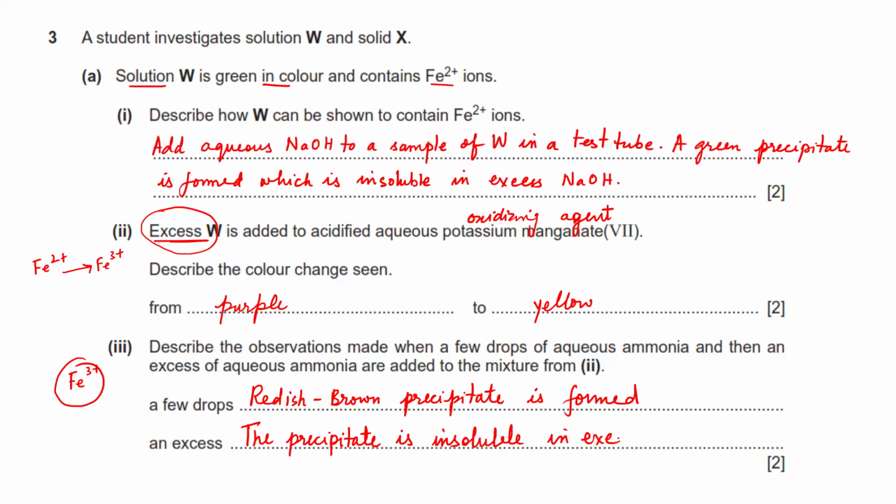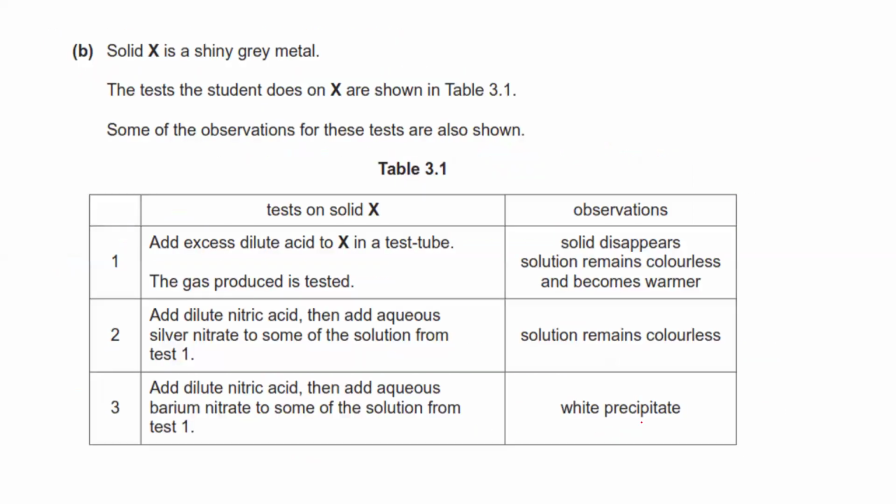Okay. So now moving ahead, part B, it says solid X is a shiny gray metal. Remember, this is a metal. So the tests the student does on X are shown.